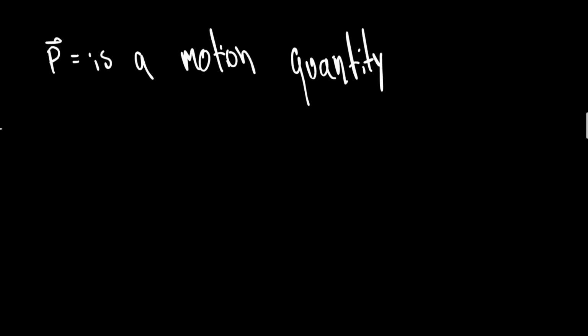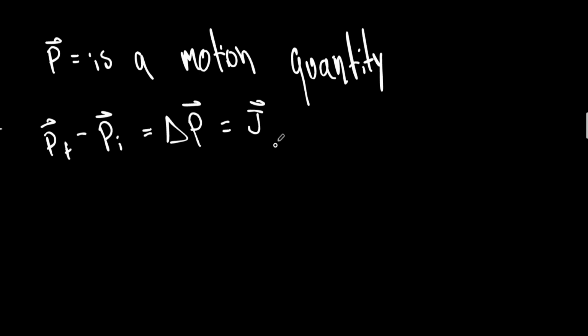However, your change in momentum, right? So change is denoted as your final momentum minus your initial momentum, and can be denoted as delta of your momentum. And the change in momentum is also known as your impulse. An impulse is denoted as J. Not to get confused with joules. Joules is a unit of measurement for energy. Impulse refers to the change in momentum.